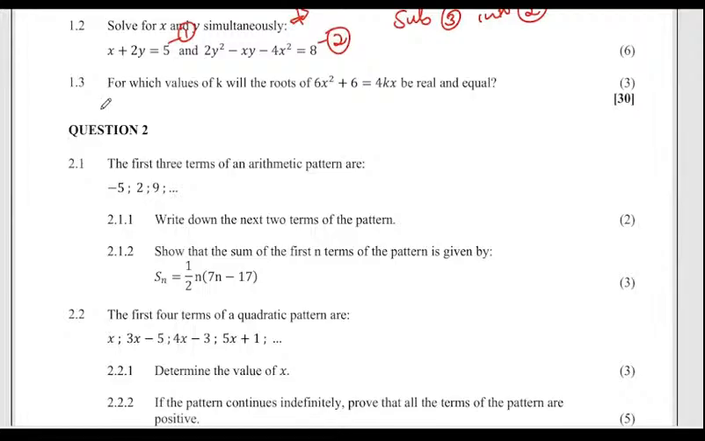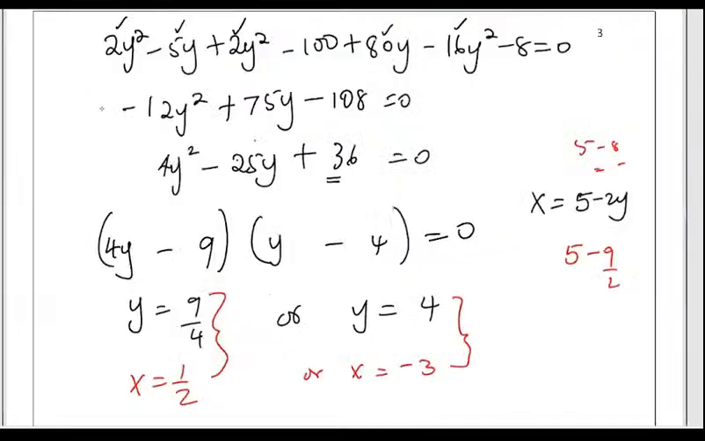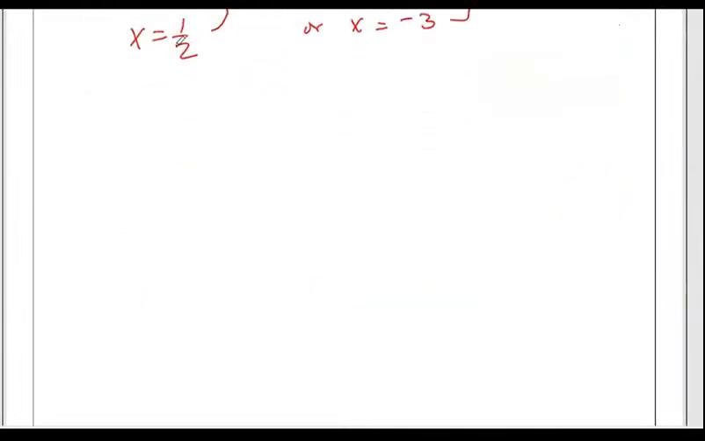Then 1.3. For which values of k will the roots of this be real and equal? So number 1, for roots to be real, the inequality must be greater. For roots to be equal, they have to be equal to 0. So b squared minus 4ac must be greater or equal to 0. So let me write it this side and say 1.3. Okay, 1.3, we have 6x squared plus 6, minus 4kx.